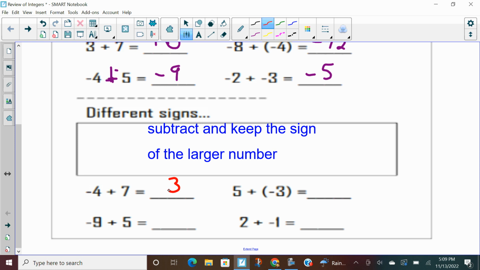5 plus negative 3 is going to be 2. Negative 9 plus 5 is going to be negative 4, because 9 minus 5 is 4. Negative 9 is bigger. 2 plus negative 1 is going to be 1.